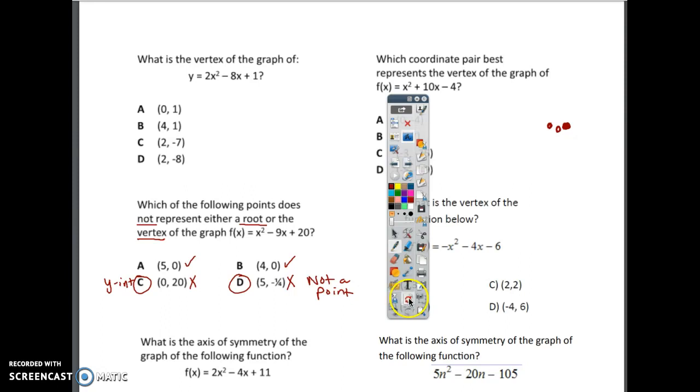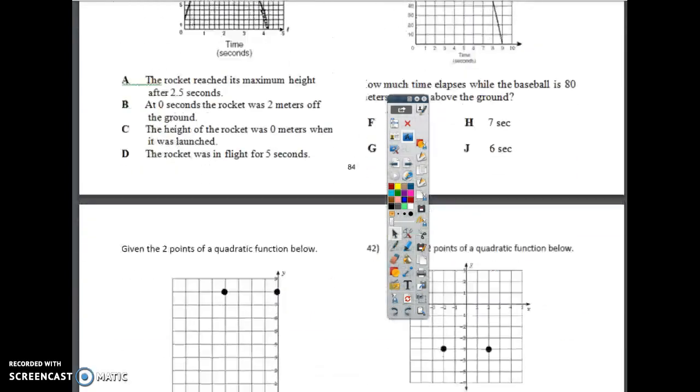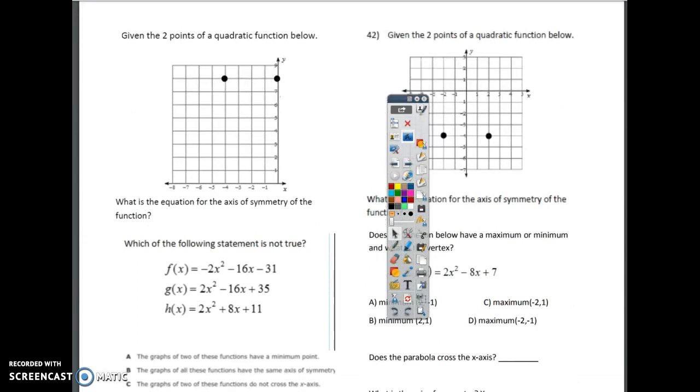On the back of this sheet, this one, I'm going to do this problem with you. It says, what is the equation for the axis of symmetry of the function? So what did they give us? They gave us 2 points, here and here. And they want to know the axis of symmetry, the line of symmetry that cuts that in half.